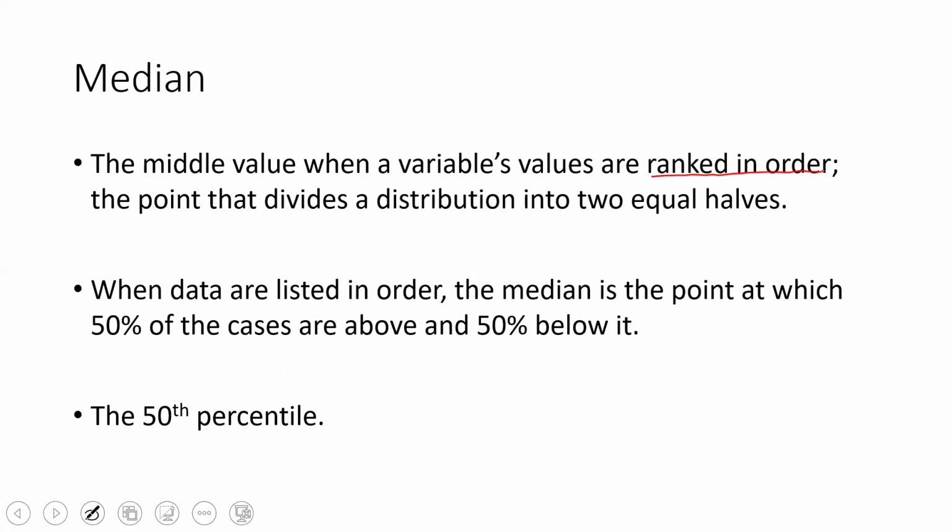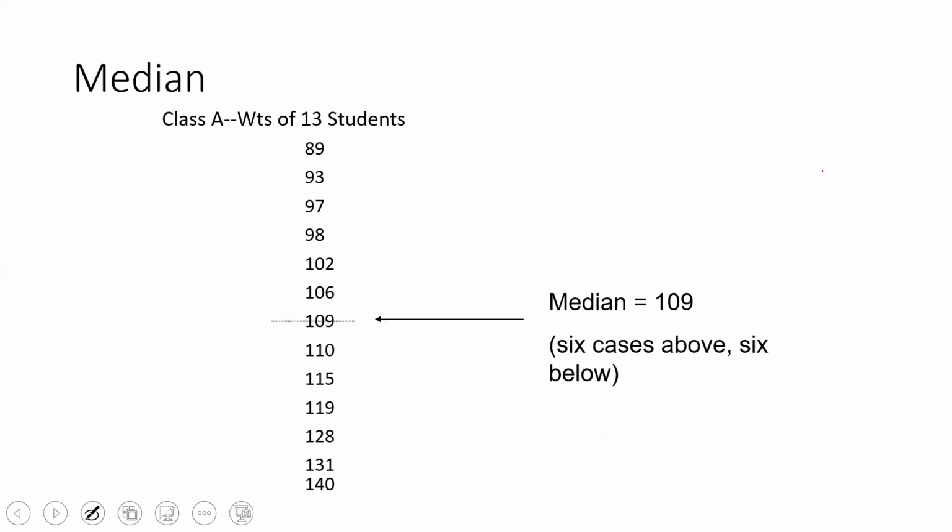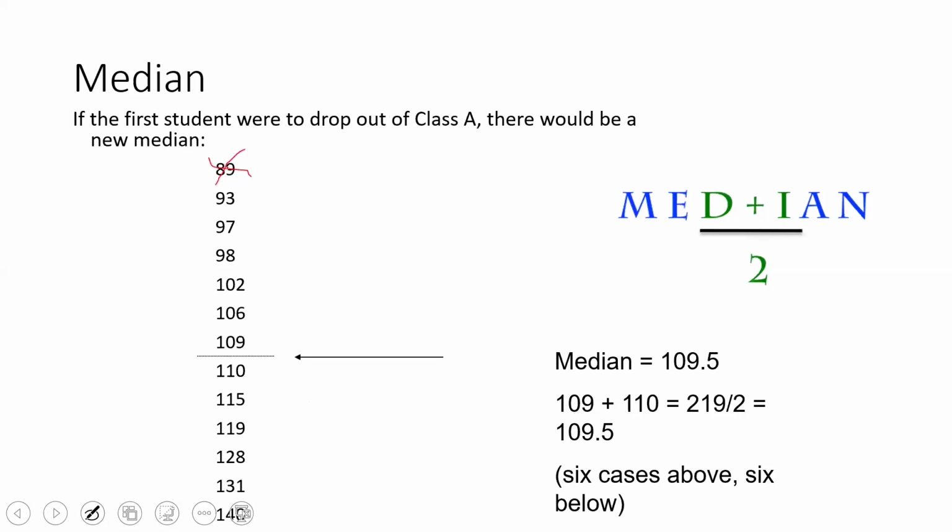Another name for median is the 50th percentile. So we have 13 students, like in class A. If you arrange them in ascending or descending order, the middle number is the median. It's as simple as that. But when you remove the first number, you now have 12 numbers. So the 6th and the 7th, added and divided by 2, will now be your median.